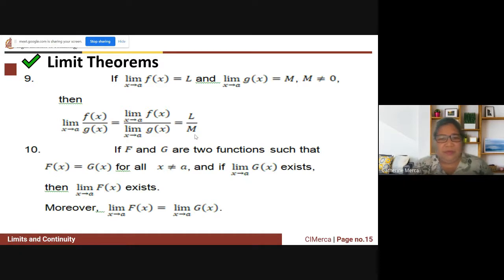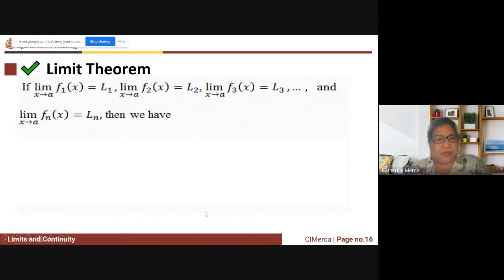Number 10, if the functions f and g exist such that equal sila for all x not equal to A, and if the limit of g of x exists, then the limit of f of x as x approaches A also exists. Okay? Moreover, kaning limit is actually equal to that limit there. This one is more of a generalization katong sa product kanina.